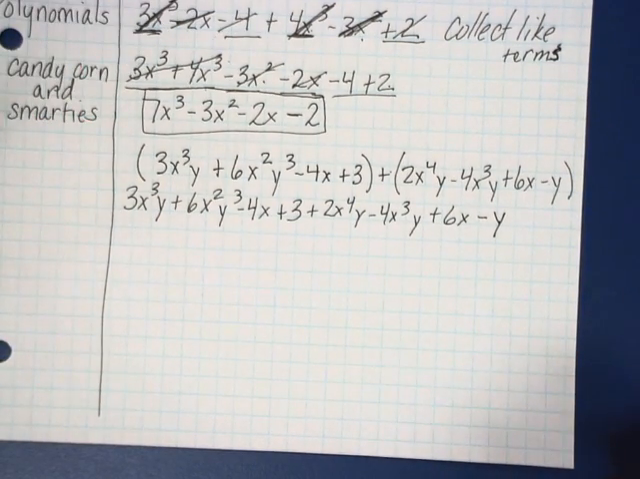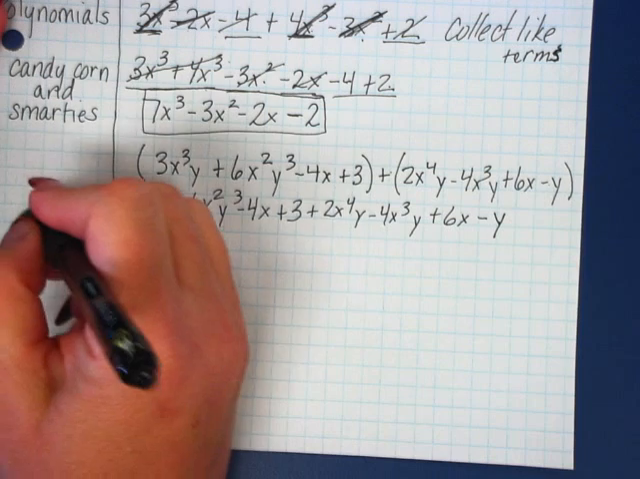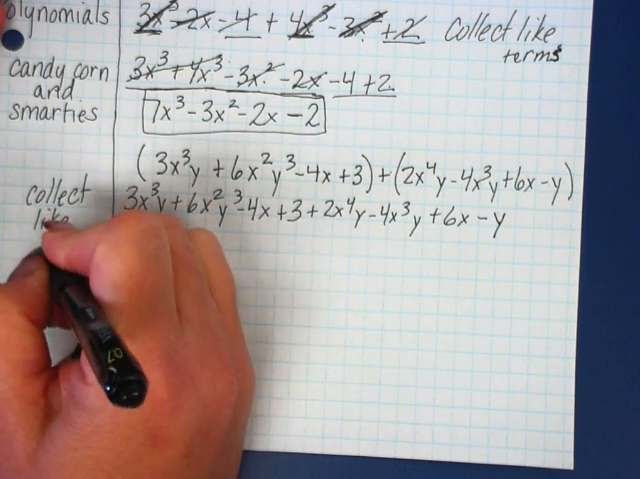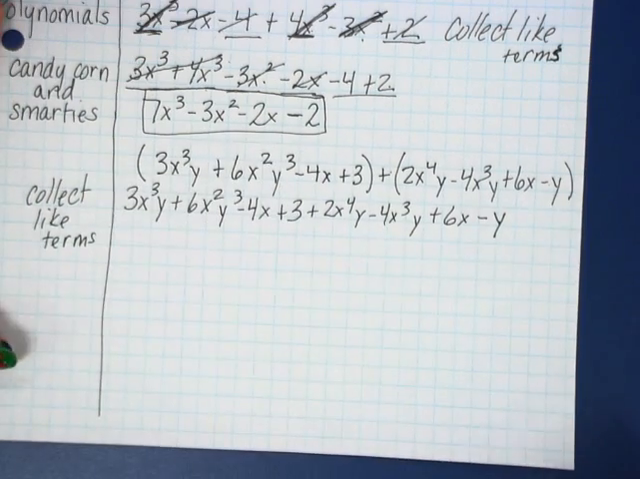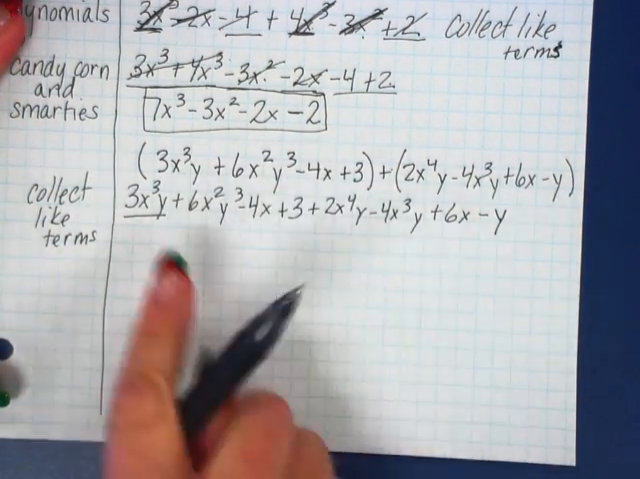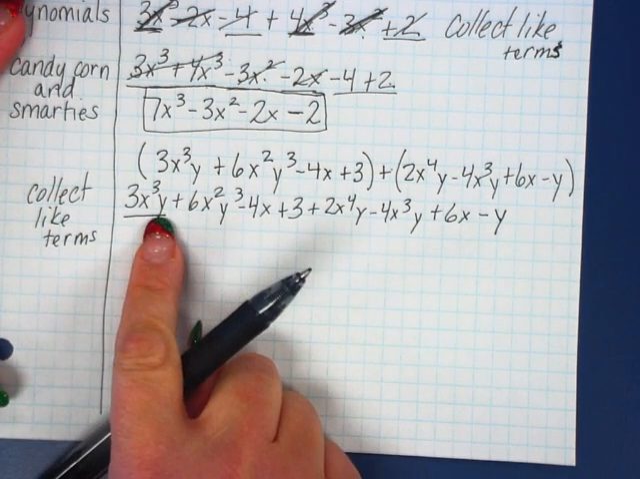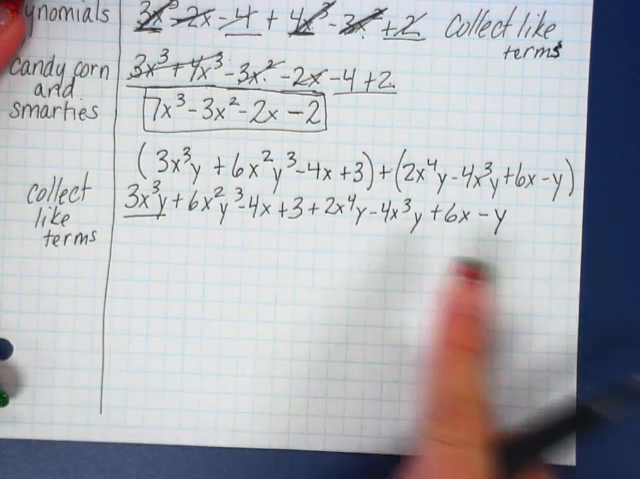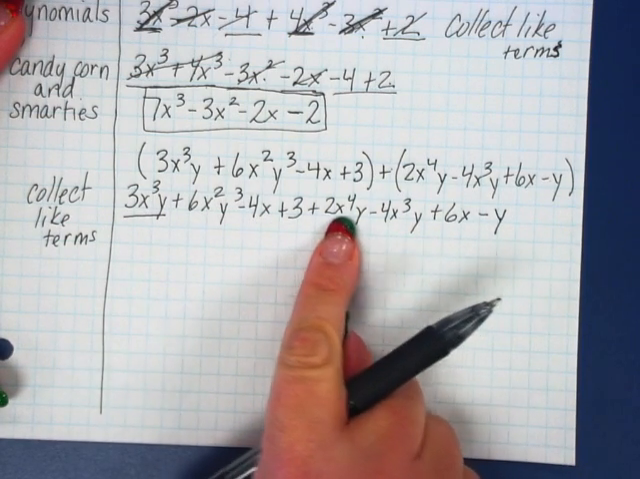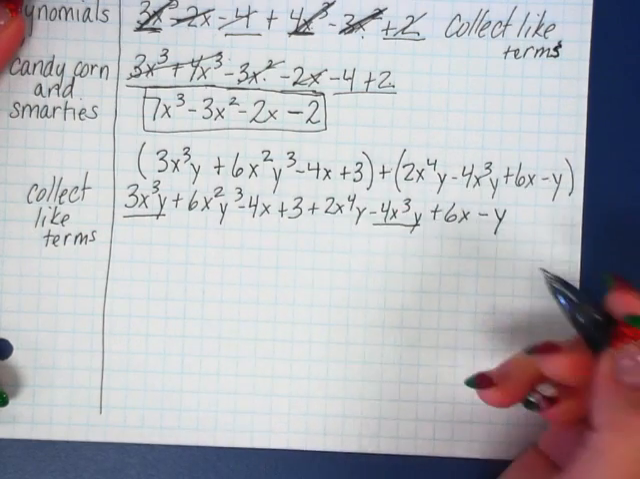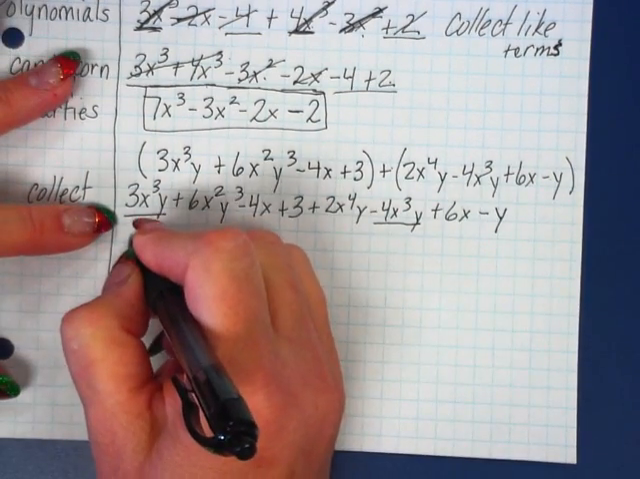Now we need to collect our like terms. That's really important. That should be something you do right after you look at your parentheses, is collecting your like terms. So we're looking for anything that has an x to the third and one y. So this is x to the second. This is just x. This is x to the fourth. Here's x to the third and y to the first power. So we're going to put those together.